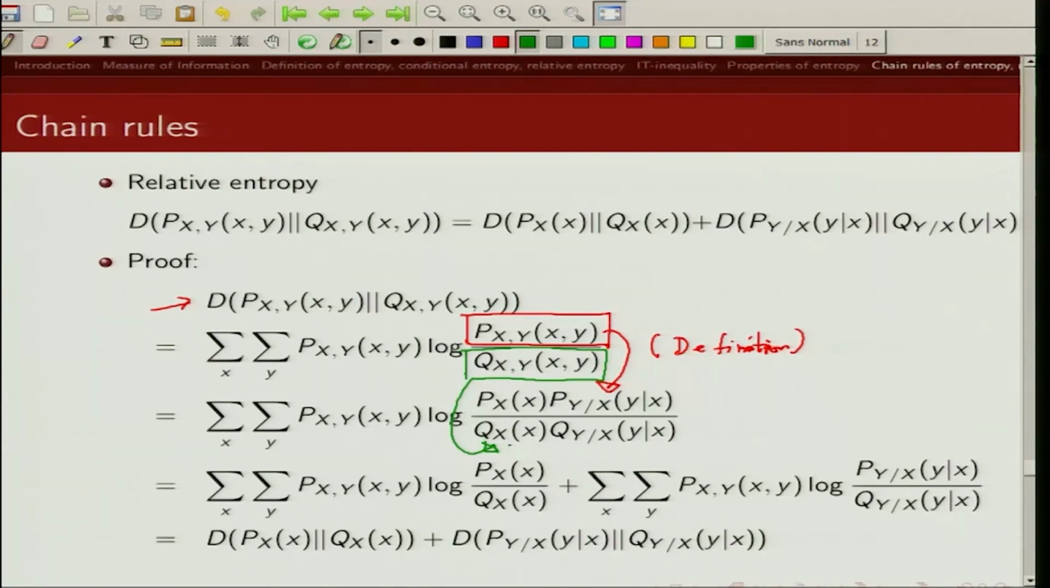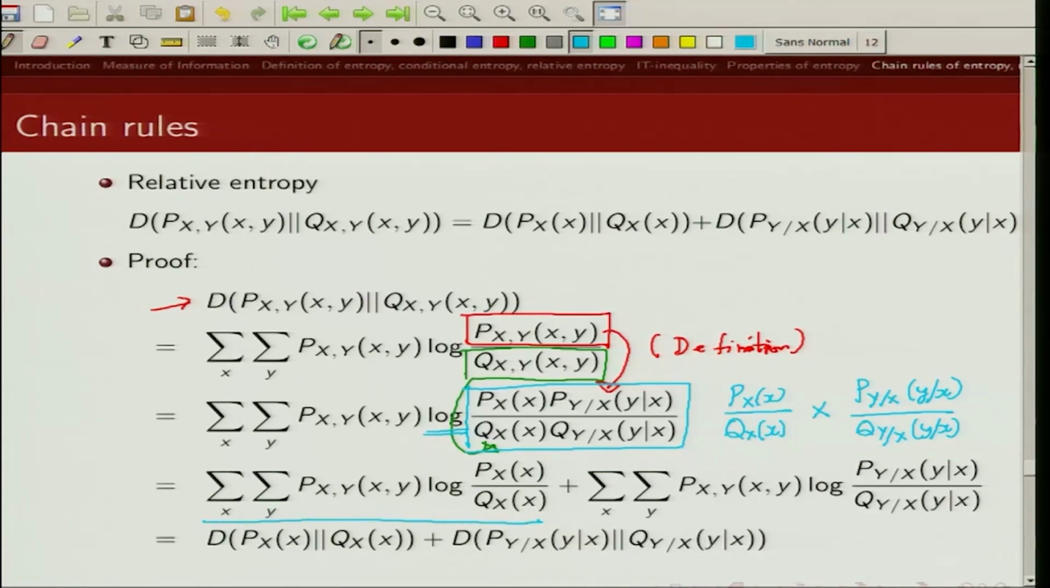Now I will separate these two terms. I can write this as p of x, q of x multiplied by p of y given x and q of y given x, and there is a log here. So it is log of a into b, which will be log of a plus log of b. So this is my log of a term and this is my log of b term.